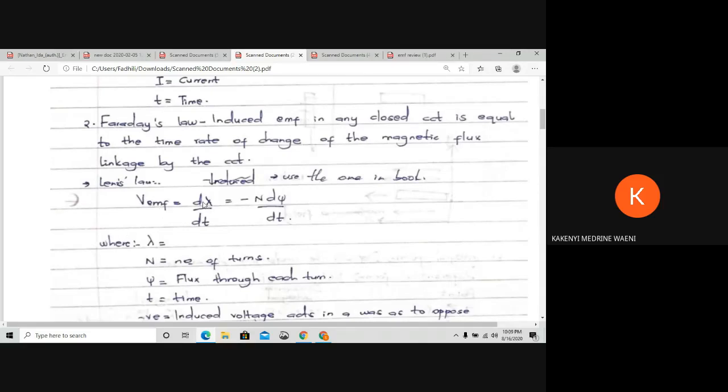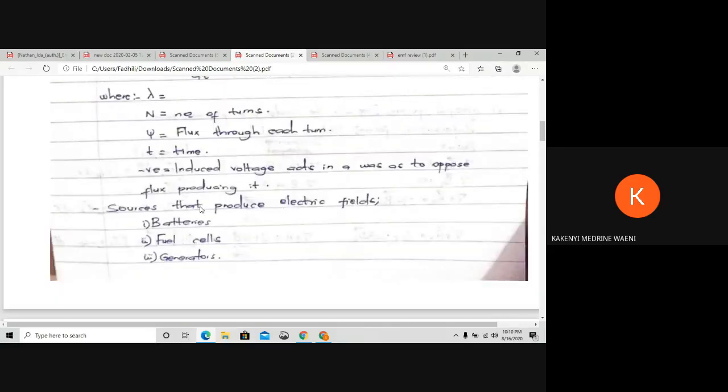So V EMF is equal to the flux linkage over dt, which is equal to negative d phi over dt. Then the sources that produce electric fields are batteries, fuel cells, and generators.